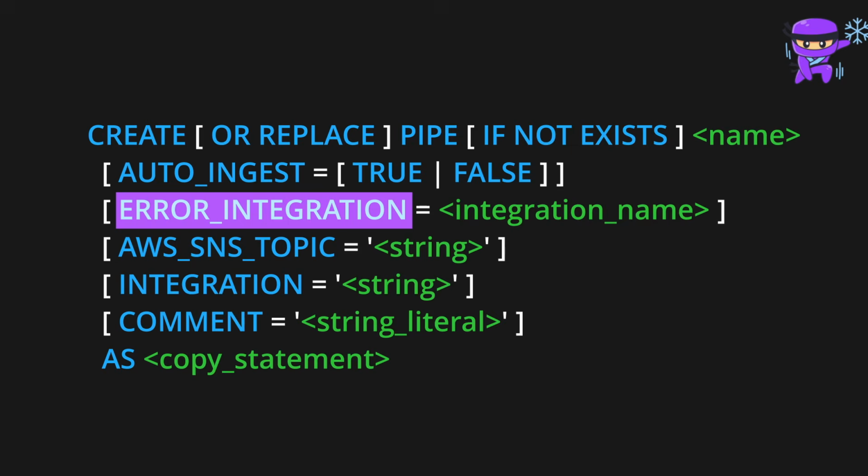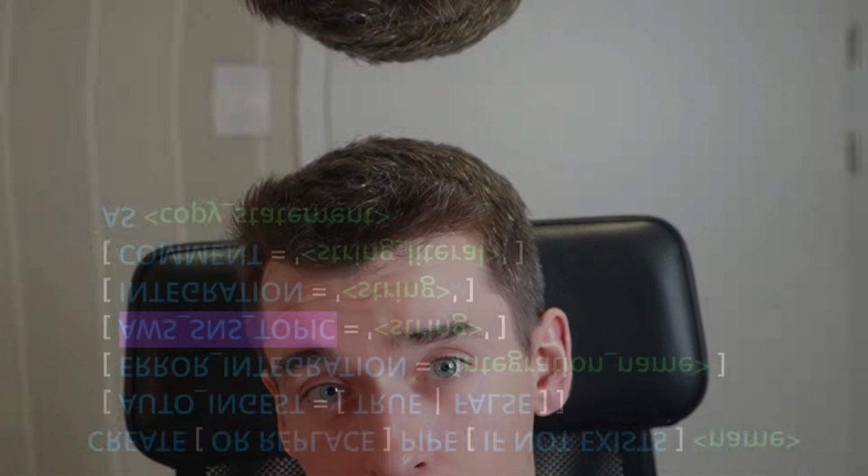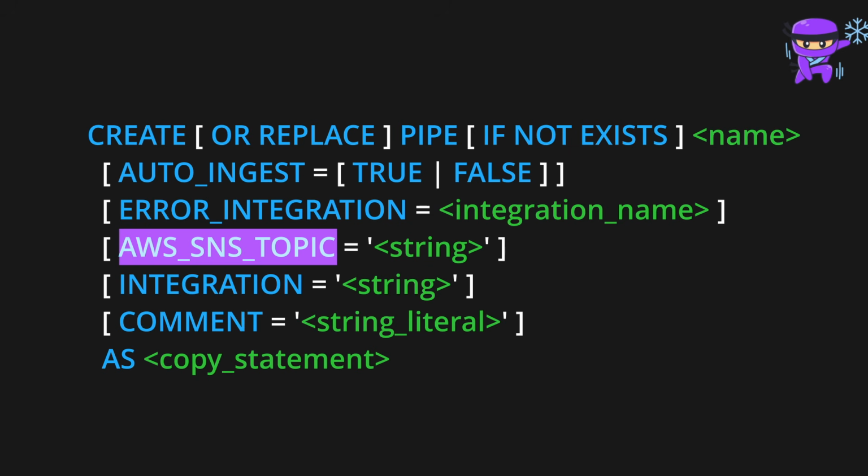With error integration, while data loading, Snowflake can send an error notification to a cloud messaging service like AWS SNS. So you can put here an integration name used for communication. The AWS SNS topic is used only for Amazon S3 as a broadcaster to publish event notifications to multiple subscribers, for example SQS queues or AWS Lambda workloads, including the Snowflake SQS queue for Snowpipe automation.